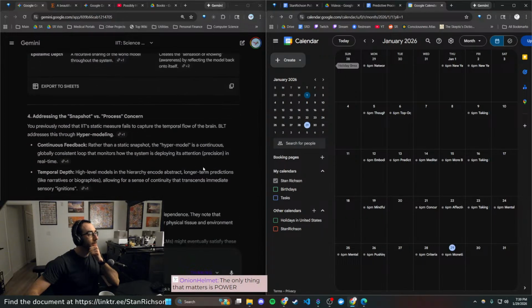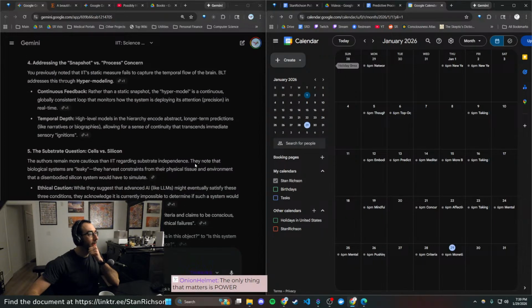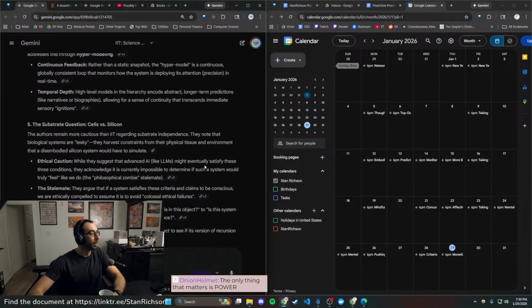All right, I think I'm going to read this paper, probably off stream, because it looks pretty cool. You previously noted that IIT's static measure fails to do that, and the paper addresses this through hypermodeling. Rather than a static snapshot, the hypermodel is a continuous, globally consistent loop that monitors how the system is deploying its attention and precision in real time. High-level models in the hierarchy encode abstract long-term predictions, allowing for a sense of continuity that transcends immediate sensory ignitions. Cool. The substrate question, cells versus silicon.